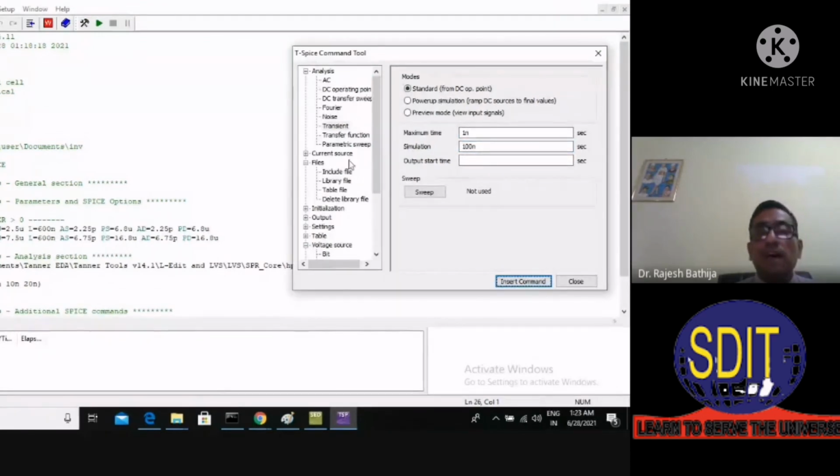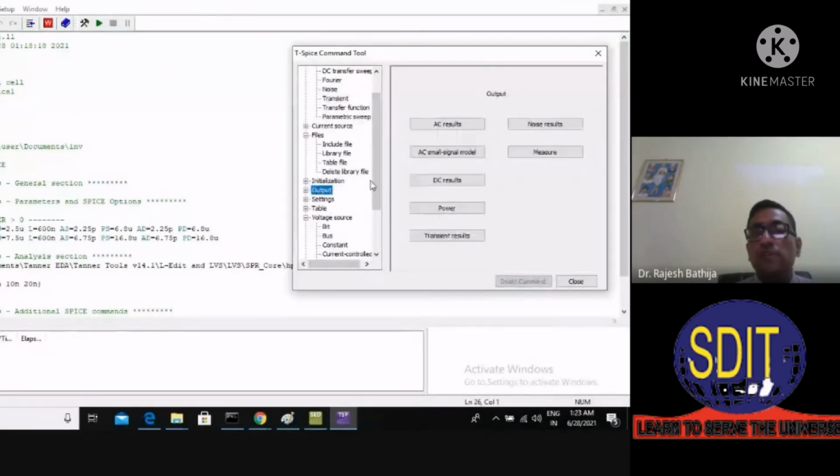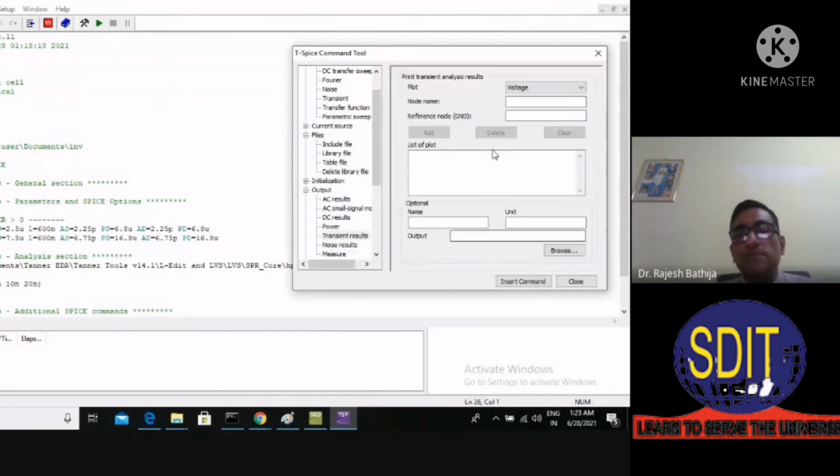And then the transient we have done, and then we have to do the output, right? So the output is over here. Whatever analysis we have done, the same results will be obtained from this. So we do transient results. In the transient results we can find voltage, current, power, or anything else we want. We require voltage here because we have given a voltage input, so we require the voltage output. We want to see the input and output both.